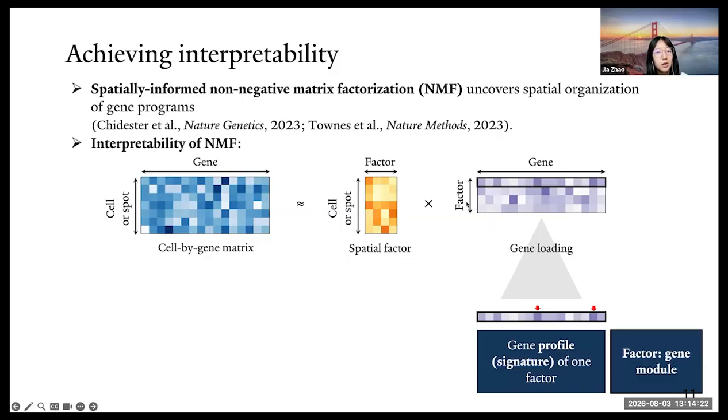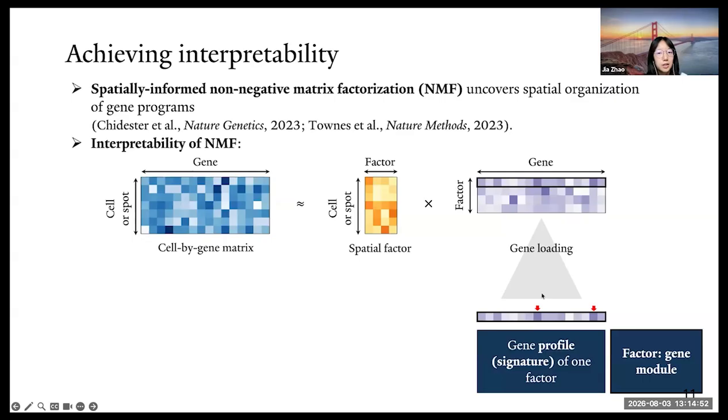And here we also have a factor by gene matrix. We name it the gene loading matrix. We'll zoom in one by one to see why it achieves interpretability. If we focus on one of the factors, there are a lot of non-negative values, each one corresponding to one gene. Recall that they are non-negative, so we can basically learn the score. The higher score means the higher importance.